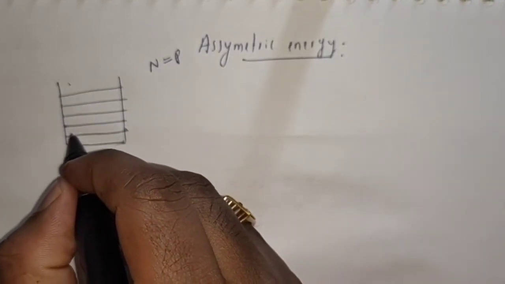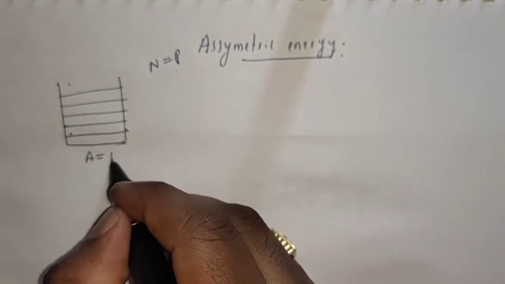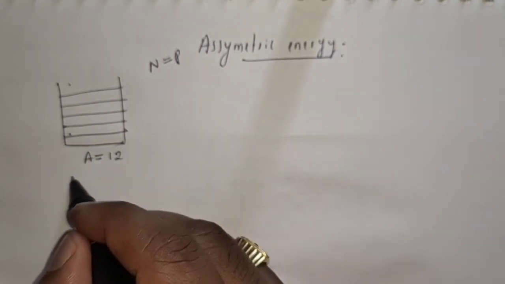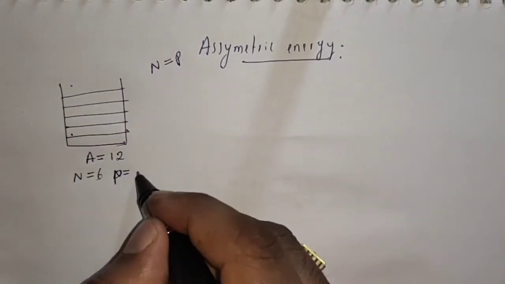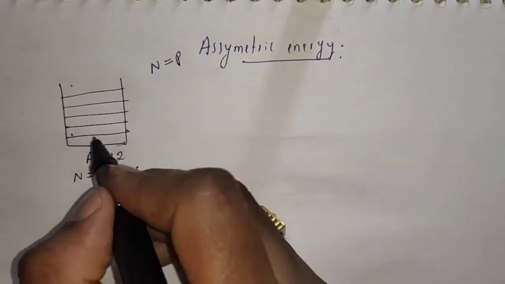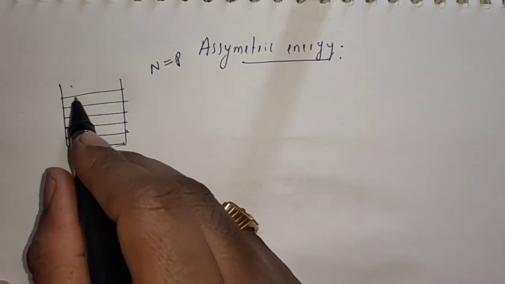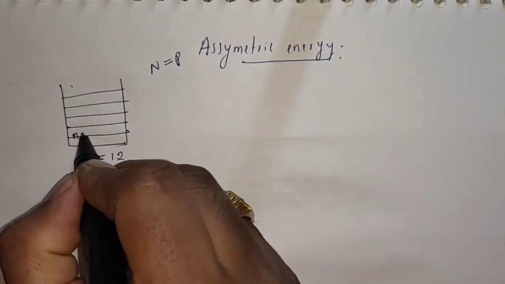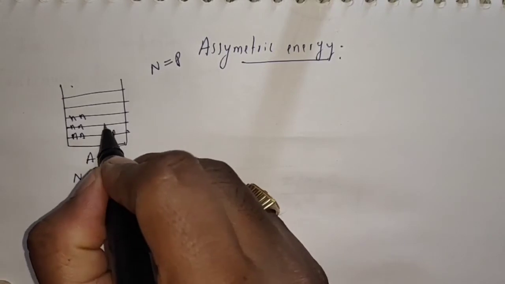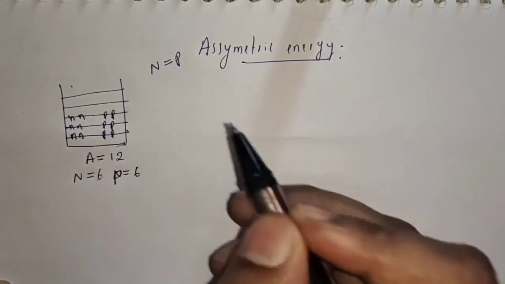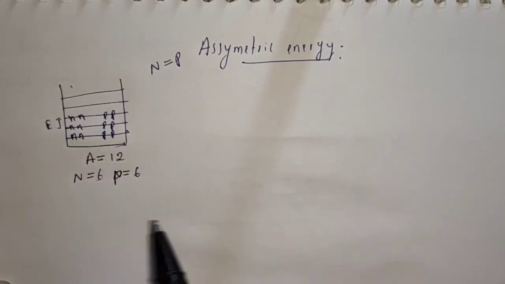Here I am going to take mass number 12. This nucleus consists of 6 neutrons and 6 protons. And these 6 protons and 6 neutrons occupy different energy levels: 2 neutrons, 2 neutrons, 2 neutrons, 2 protons, 2 protons, 2 protons. And the energy difference between two levels is E.